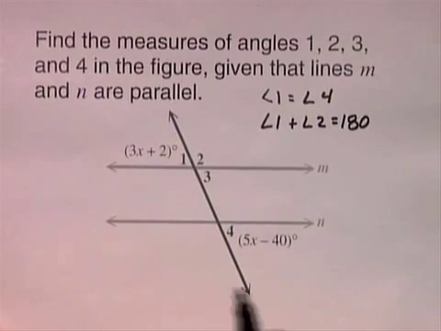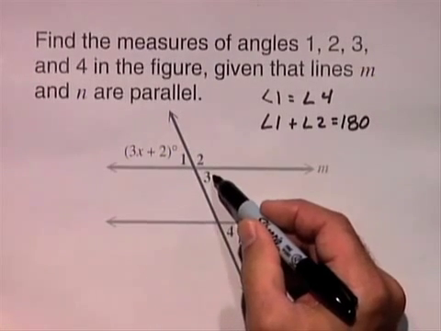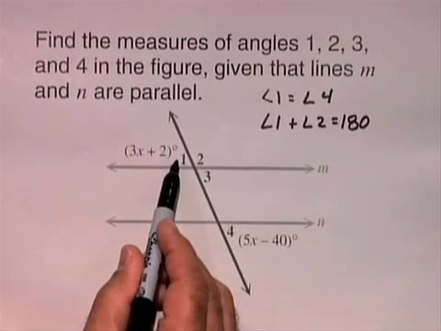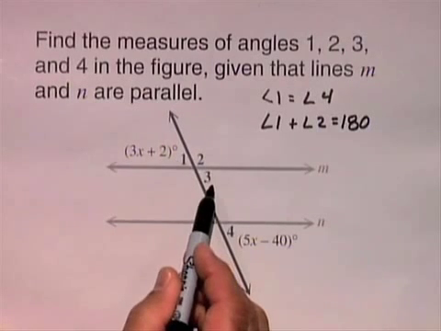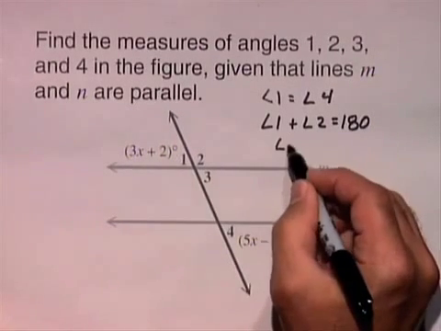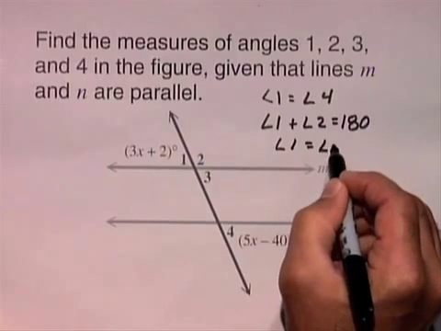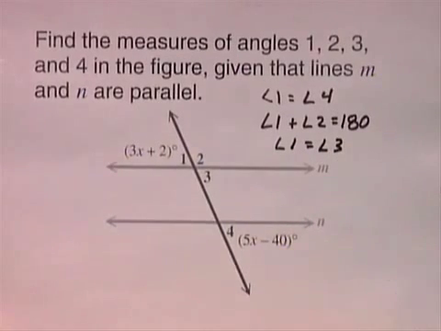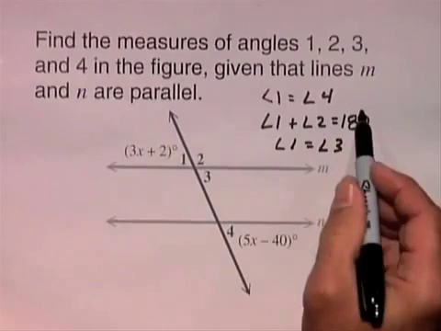And finally, what about angle 3? Well, angle 3 is a vertical angle to angle 1. So therefore, angle 1 is equal to angle 3. So that's the information we're going to use.